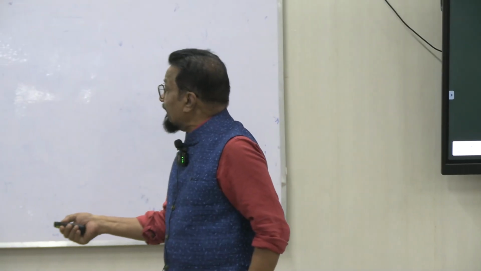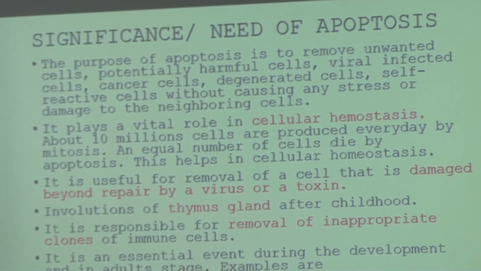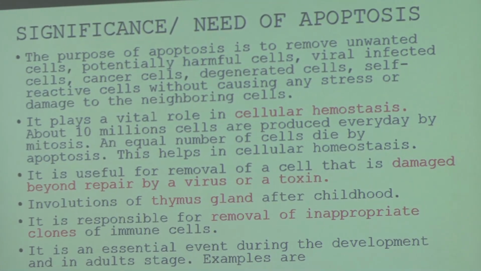This point: it is responsible for removal of inappropriate clones of immune cells. Some clone cells are produced, but they are not effective. They are not proper. They are improper, and they are going to cause damage. So our internal or external environment will identify this, and immediately, by the process of apoptosis, these will die.